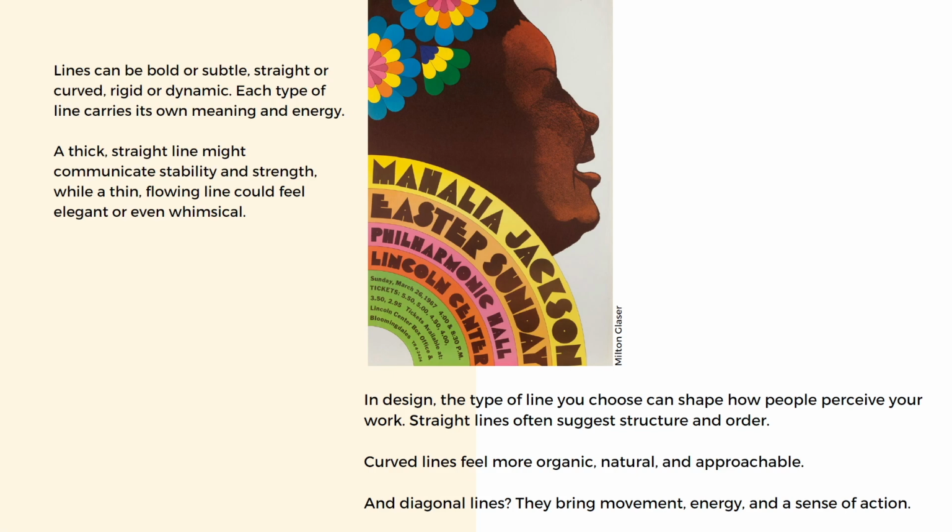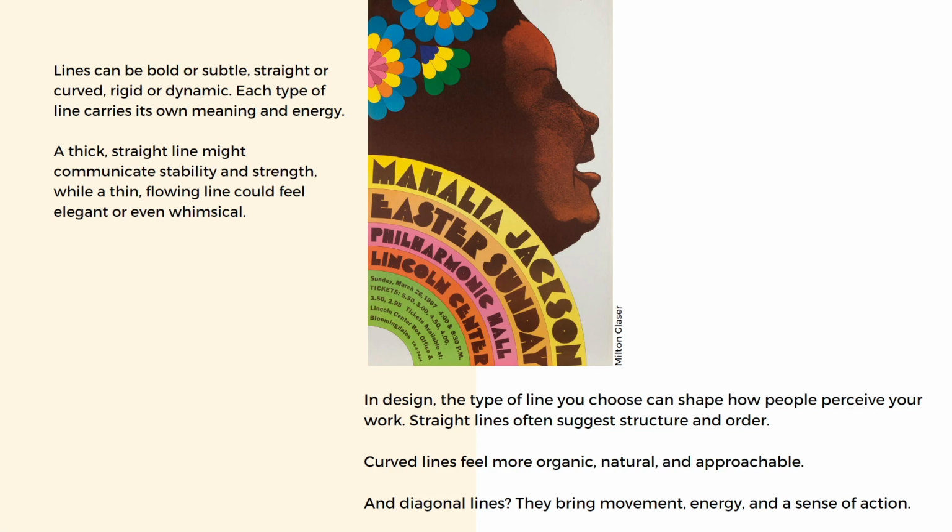And each of these line types are going to carry its own meaning and its own energy. So a thick, straight line might communicate stability or strength. And thin, flowing, this could be elegant or whimsical or a little bit more fun and friendly. And in design, the type of line that you choose can help shape how people perceive your work and your message. Example, straight lines, this is going to be our structure and order. Curved, it's going to feel a little bit more organic, natural, approachable. And those diagonal lines, this is going to be our movement, our energies, and a sense of action.